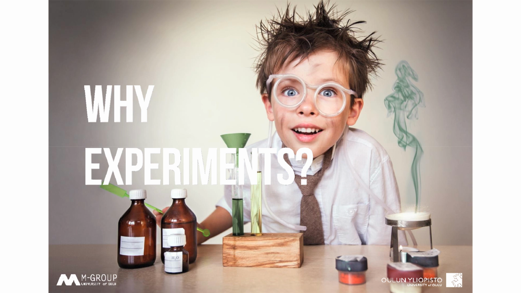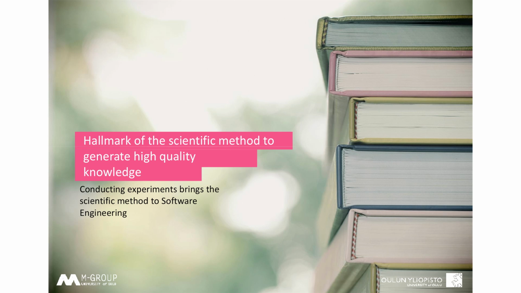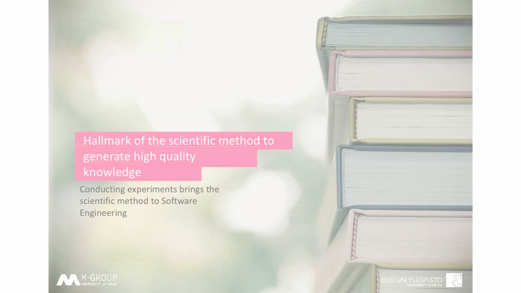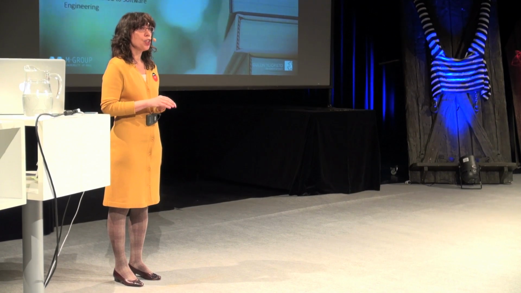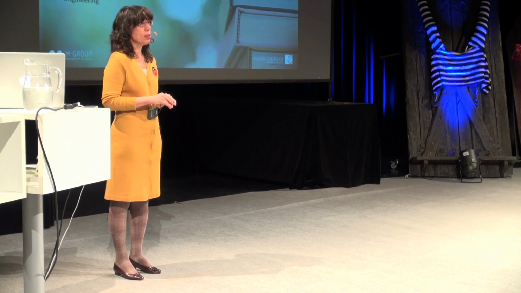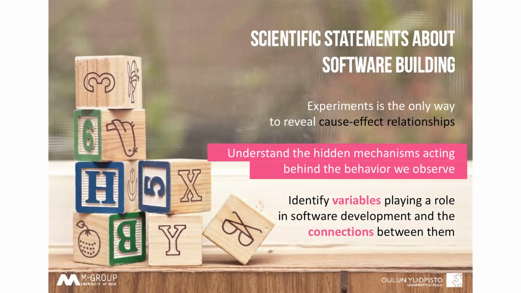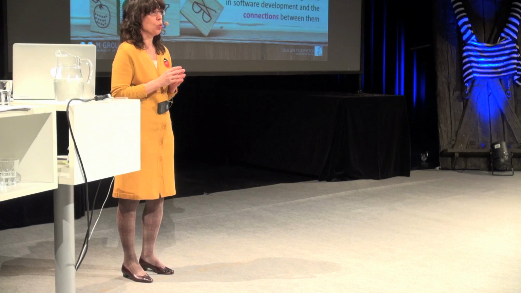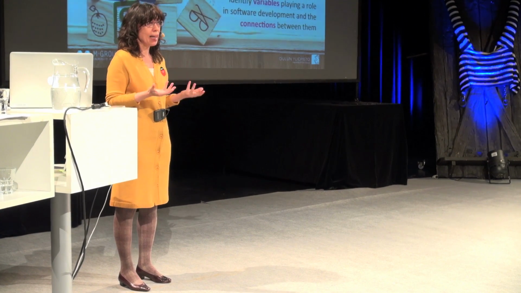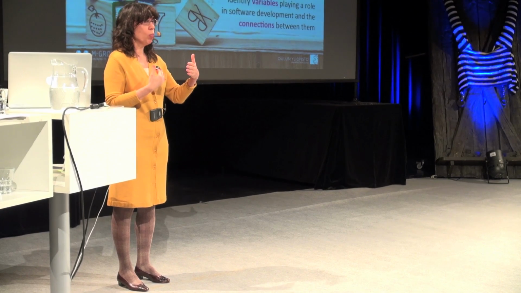What are experiments of use? Why do we want to use experiments? Experiments are at the core of the scientific method. So science and engineering disciplines use experiments to reveal cause-effect relationships. By running experiments, we discover key characteristics, key variables of software development, as well as the connections among such variables. Those variables and their connections are what is known in science as the mechanisms ruling a certain phenomenon.